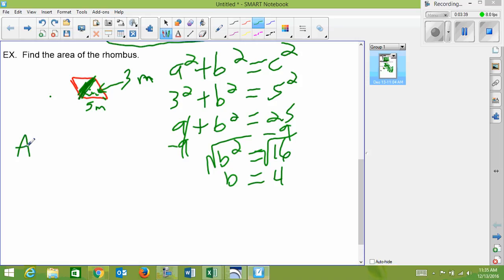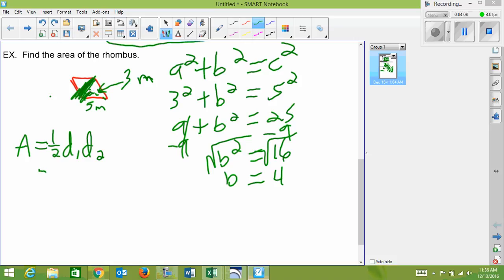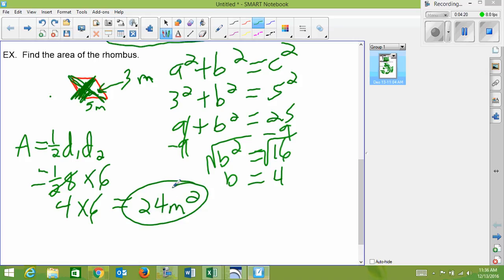Once you have your b of 4, which is this diagonal right there, you can go ahead and finish this. So the formula for area of a rhombus is half d1 times d2. And so we need to keep in mind that this b of 4 is only half of this little chunk. It's just from here to the middle. And so the whole thing is actually 8. And then this whole thing would be 6. So half of 8 is 4, and 4 times 6 is 24. And so my answer is 24 square meters for that rhombus.